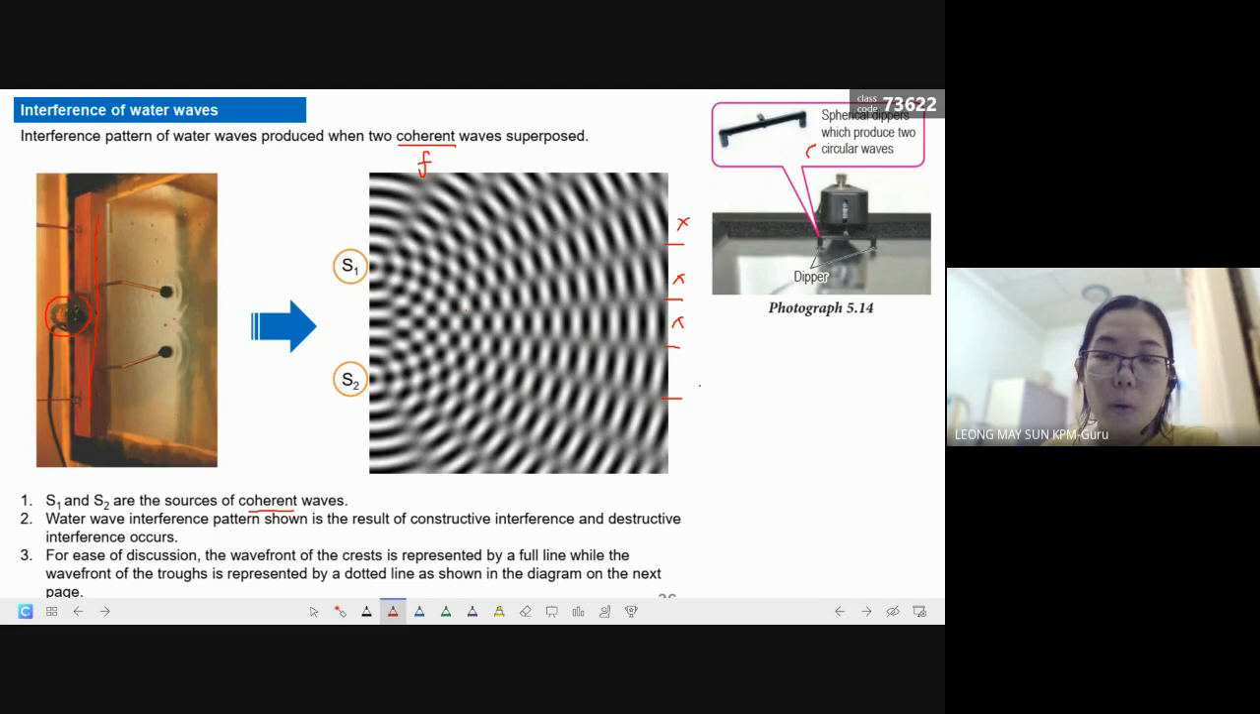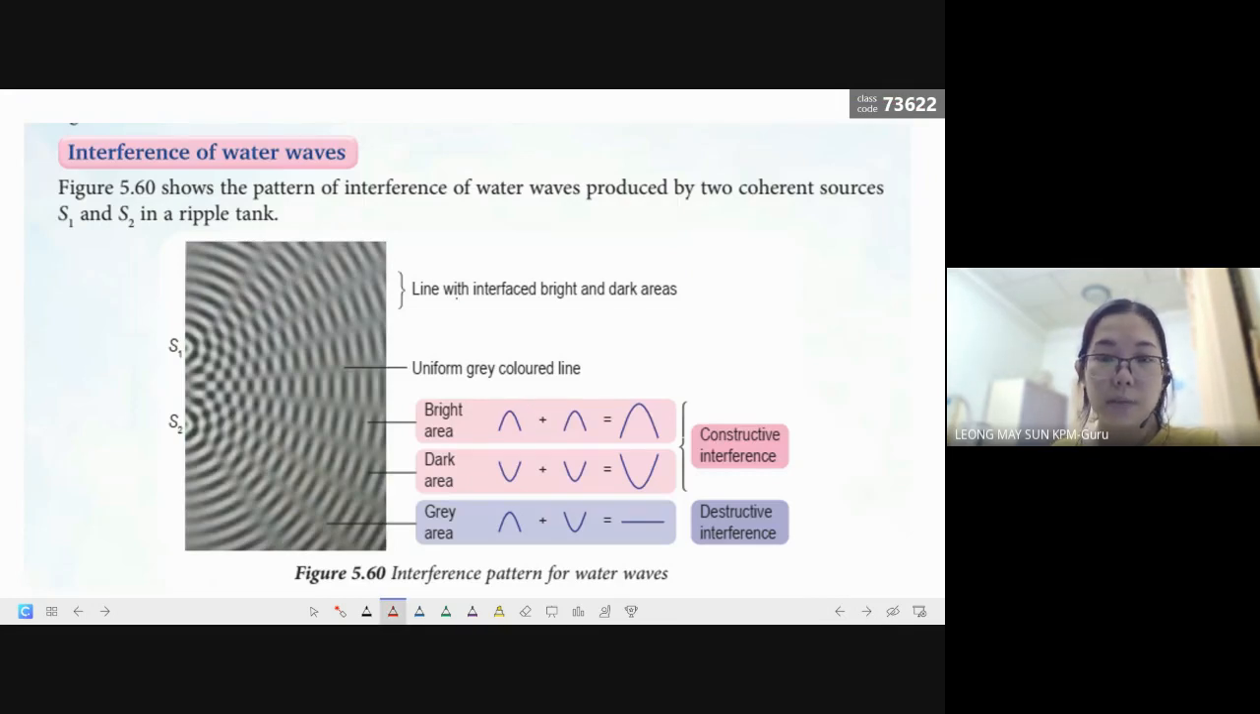Here is another picture from the textbook. The spherical dippers produce two circular waves. This one doesn't use the wooden plank. It's actually a metal directly connected to an electrical motor over here. So this is the interference pattern of water waves, from the textbook.